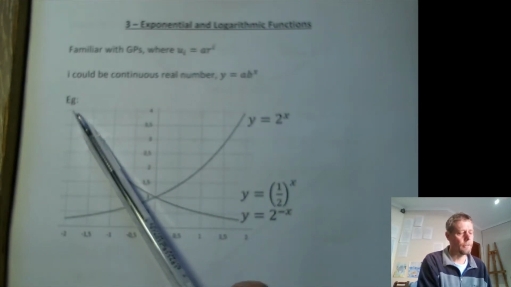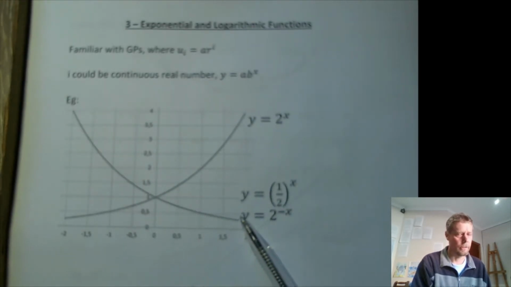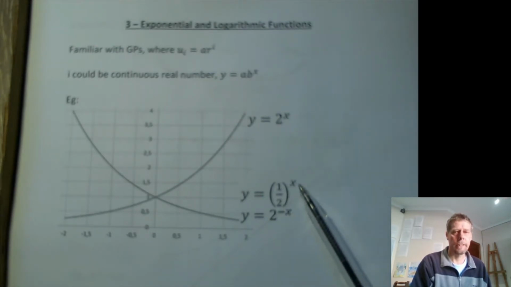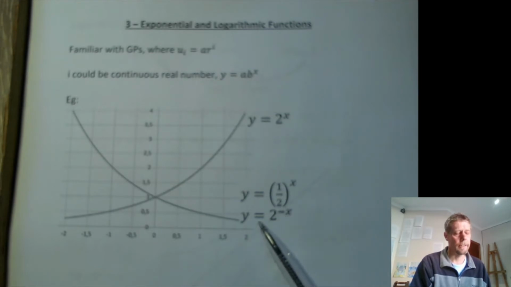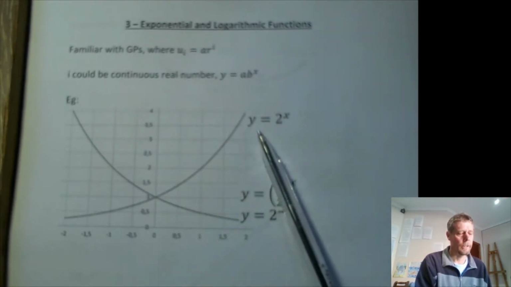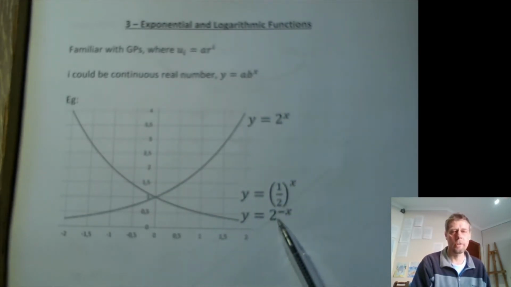And then there's another graph I've drawn here, which is also an exponential graph. But it's decaying. Why? Because b is less than 1. So you can see it's getting smaller and smaller. So we've got a half to the x here. You can also write that as y equals 2 to the minus x. Why is that? Because a half is 2 to the minus 1. So 2 to the minus 1 to the x equals 2 to the minus x. So you have these two graphs that are mirrored around the y-axis. y equals 2 to the x and y equals 2 to the minus x.